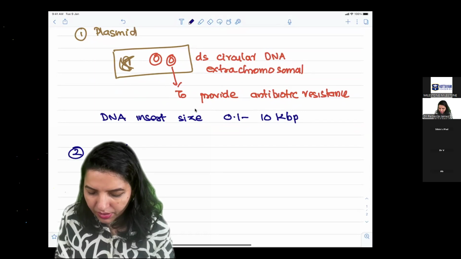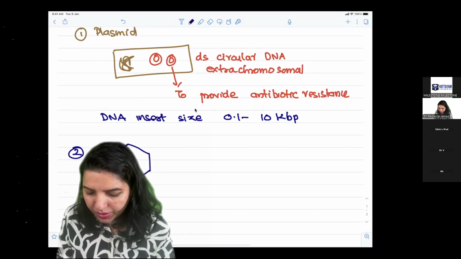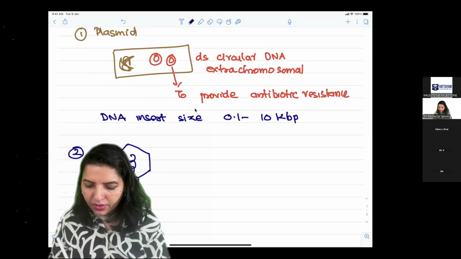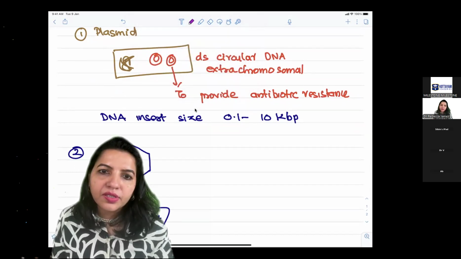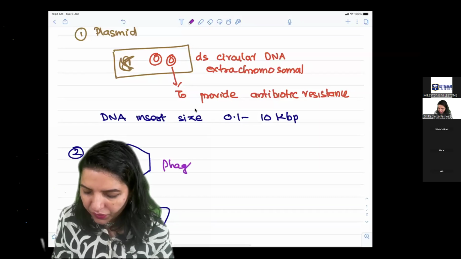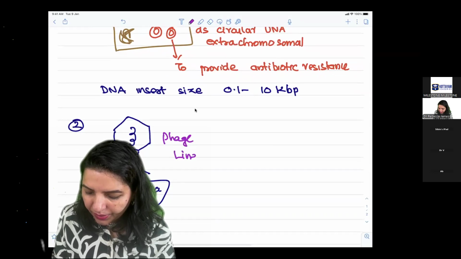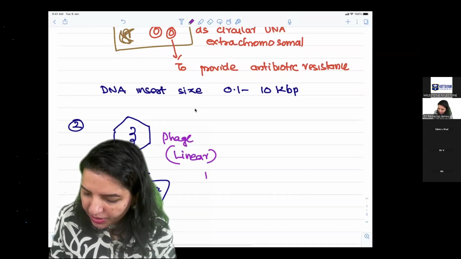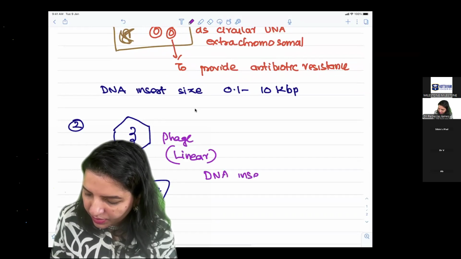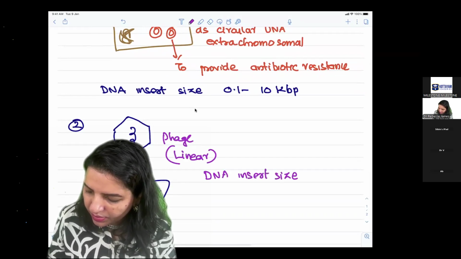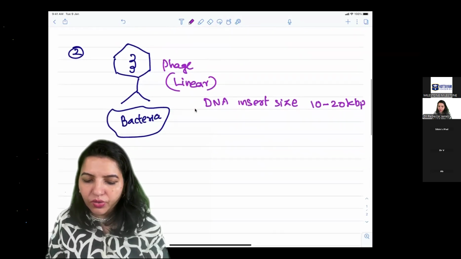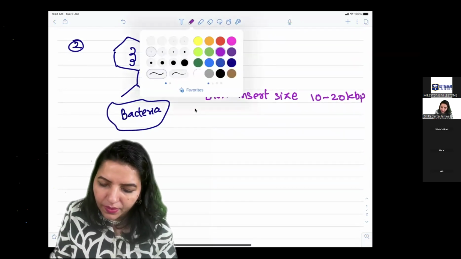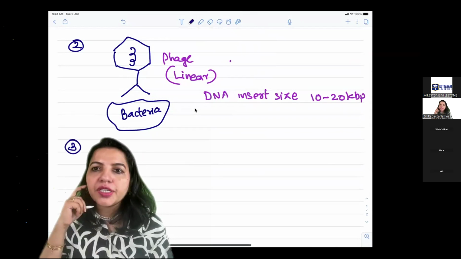Next, I'm going to draw a diagram. You have to tell me what is this. This is infecting a bacteria. What is this? Phage, yes. So the second vector is phage. They have a linear DNA and its insert size is 10 to 20 kilo base pair.